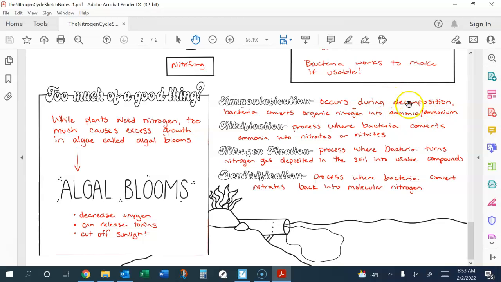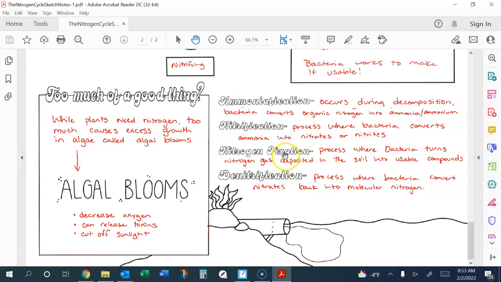Okay, and then the ammonia can be changed into another chemical by the bacteria that they can use. All right, nitrification is when bacteria converts, and that means changes, the ammonia into nitrates or nitrites. Okay, so like ammonification would happen first, and then nitrification would happen, and then these nitrates or nitrites can be used by the plants.